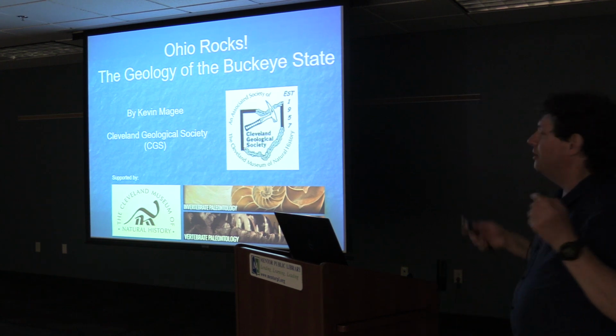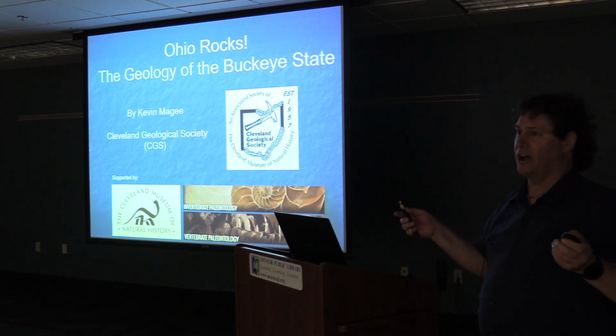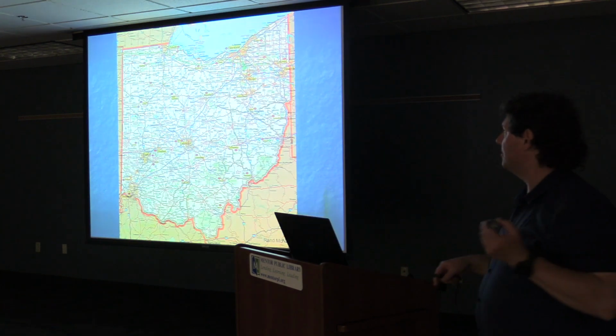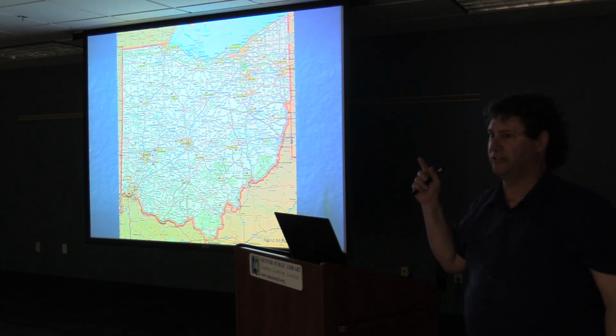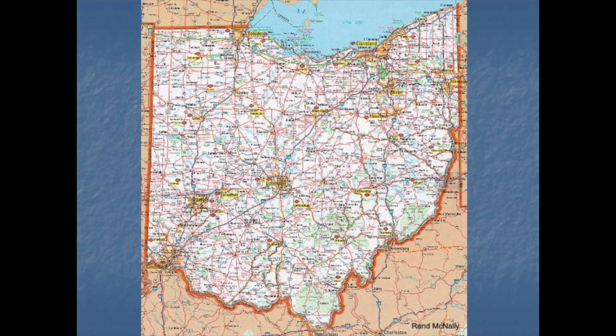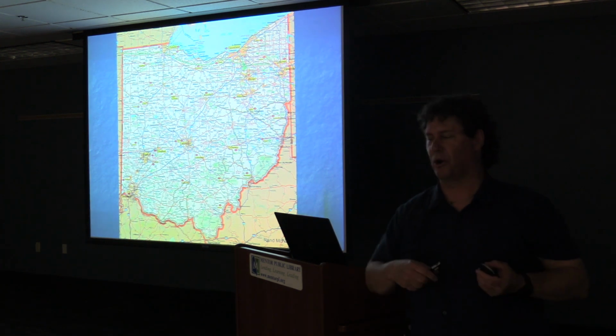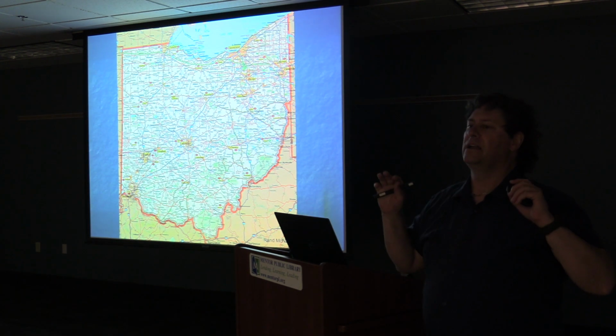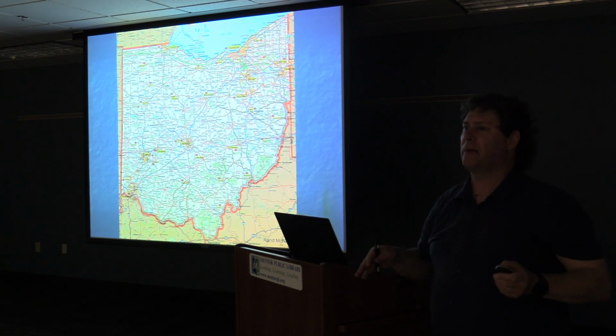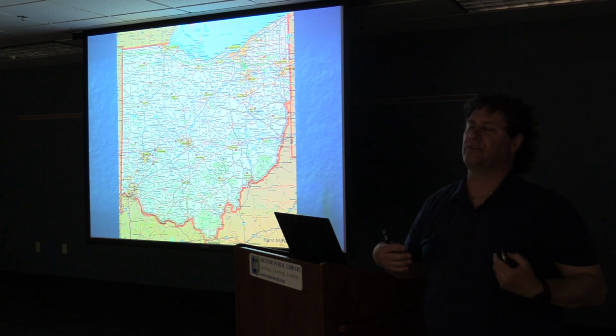So, first of all, let's look at Ohio. Now, when most people think of Ohio, this is probably what pops into their heads. This is, of course, a Rand McNally road map of Ohio, and this is what people think of. They see cities, connecting roads, maybe Lake Erie, the Ohio River, and every now and then some nice green spots where there's national forests or parks or things like that. Nice, but that's not what pops to my mind when I think of Ohio.